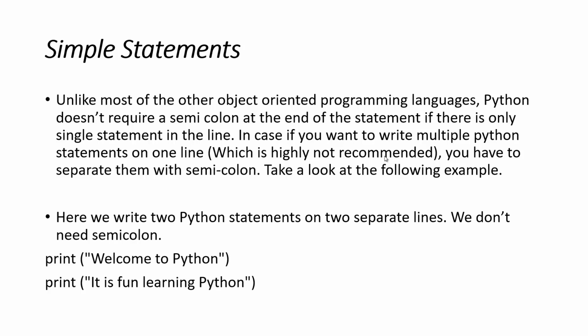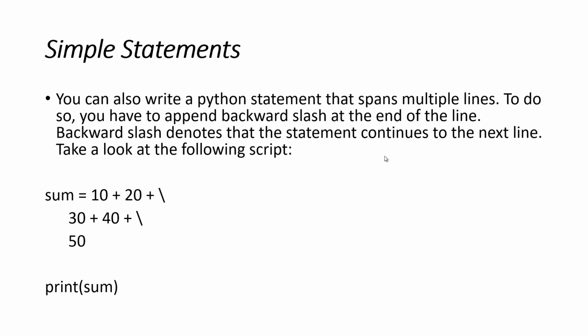The first one is dealing with simple statements. Unlike most of our object-oriented programming languages, Python does not require a semicolon at the end of a statement if there is only a single statement on that line. In case you want to write multiple Python statements in one line, which is something that is highly not recommended, you then have to separate them with a semicolon. We can look at this example at the bottom here, and it says print, followed by some text, or what's known as a string. Because there is no other statement on that line, we can then just create a new line and create a new statement.